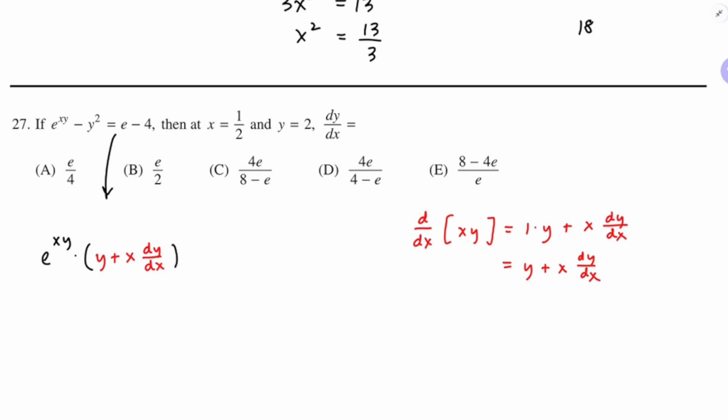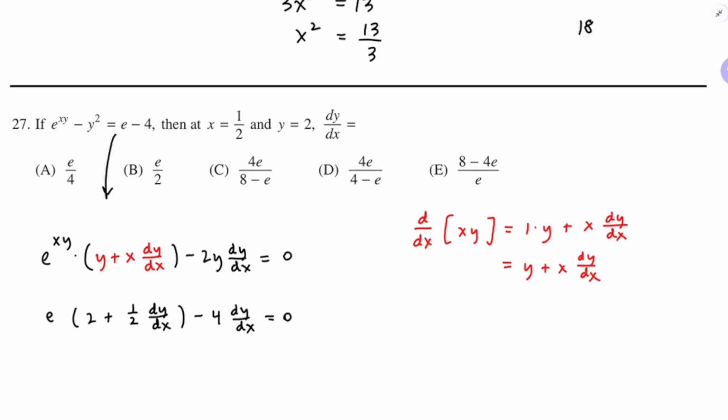Okay, and then that's going to be minus the derivative of y squared is 2y dy dx equals the derivative of e minus 4. E minus 4 is just a number, so its derivative is 0. Okay, now I'm going to plug in x equals a half and y equals 2. So e to the 1 times y plus x dy dx minus 2y dy dx equals 0.